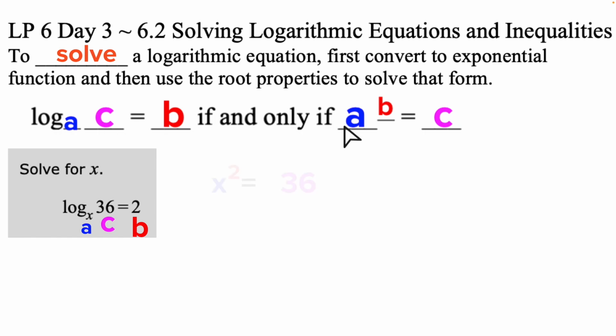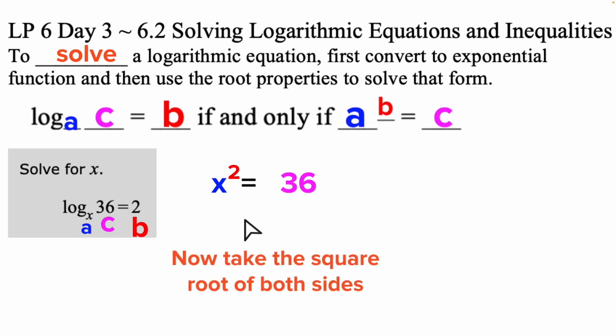So I have x squared equals 36. With this one, I can think about, well, what number do I need to square in order to get 36? If I have my squares memorized, which is very helpful, I can do this pretty quickly. Or what I can do is take the square root of both sides. The square root of x squared is just x, and the square root of 36 is 6.